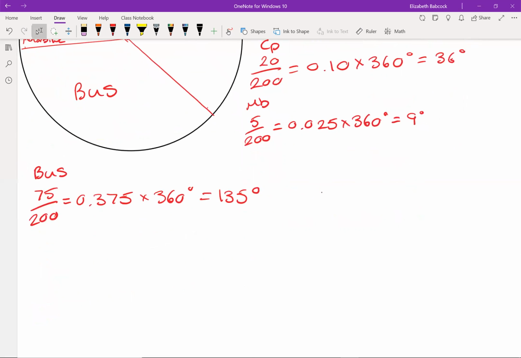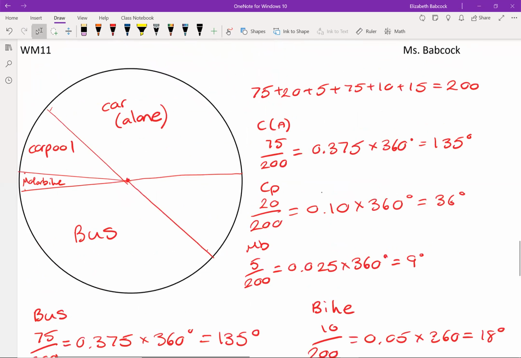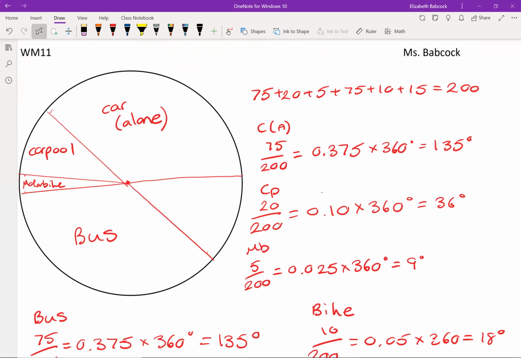Then we have bicycle, which was 10 over 200, which is 0.05. 18 degrees approximately. So line up your protractor so that the point is in the middle, 18 degrees. Use the bottom of it as a straight edge. Sure. This was bike.